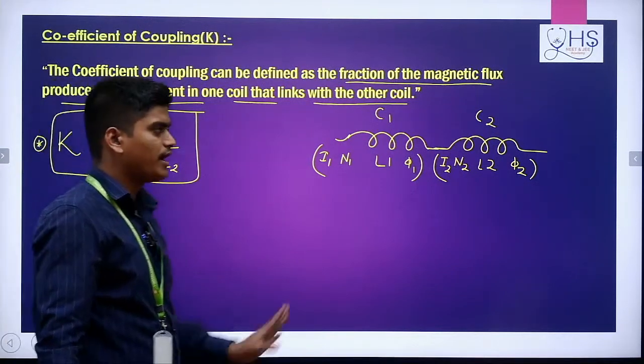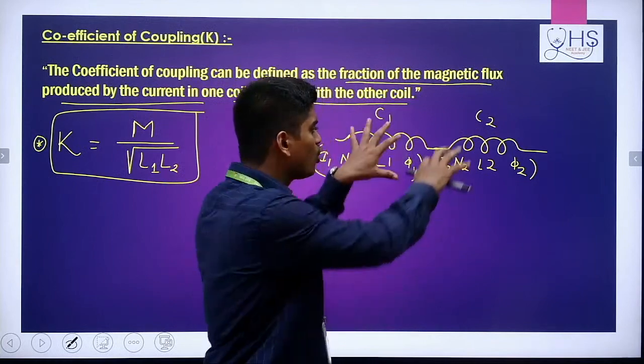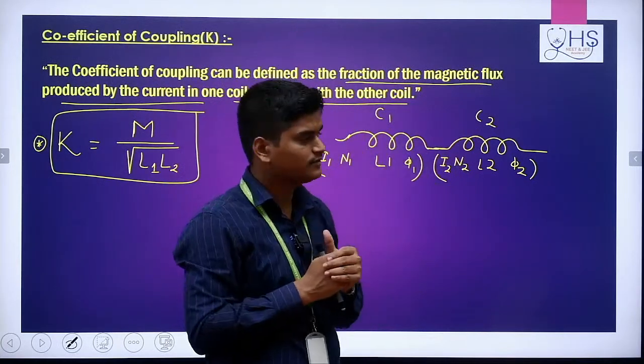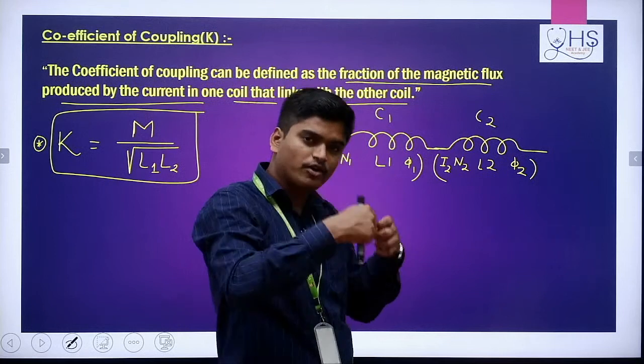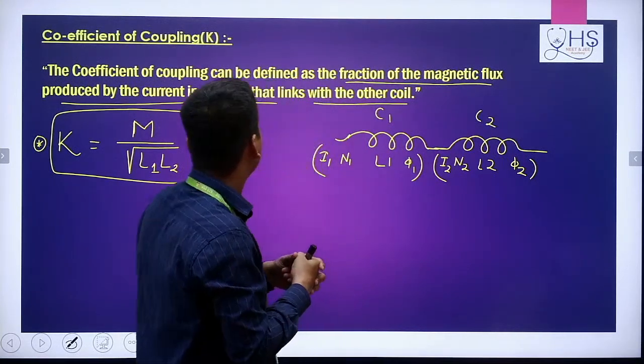So this is the normal formula. And this K value also varies from 0 to 1. K equal to 0 means these two coils will never affect each other. K equal to 1 means they perfectly affect each other, they are perfectly coupled. So this is the coupling of the coil.